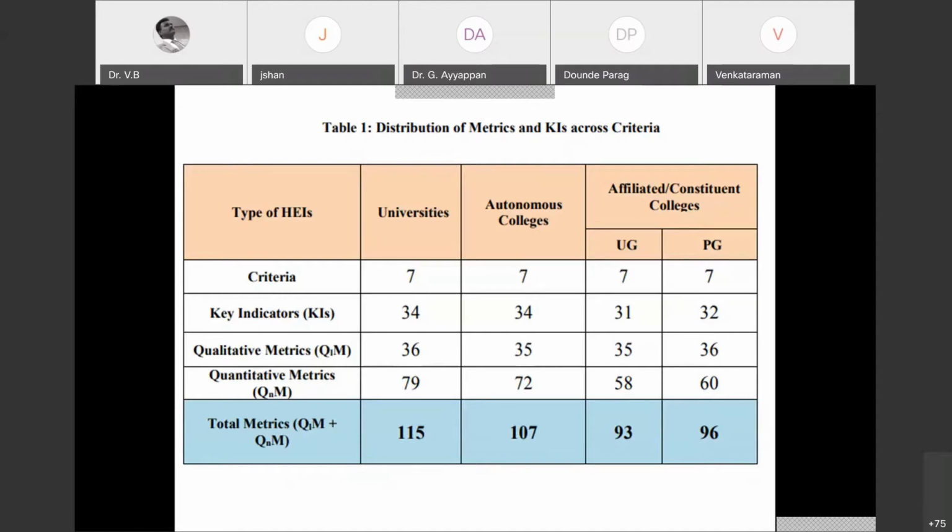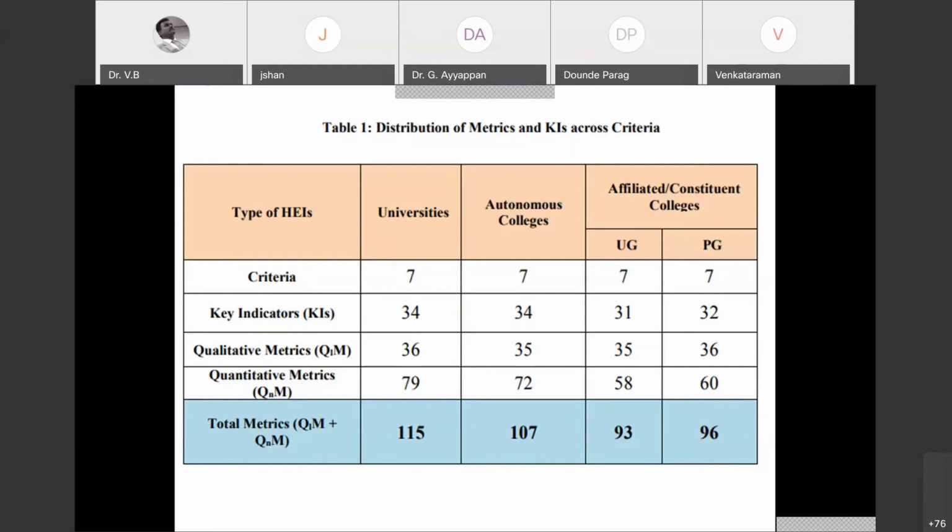Under the 7 criteria, you will be having 34 subheadings, and under these subheadings, again, you will be answering qualitative answers based on qualitative metrics and quantitative metrics. So if you are a university, totally you will be giving 115 answers, out of which 79 would be purely data and 36 would be descriptive.